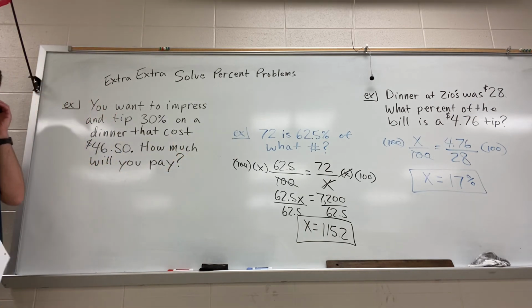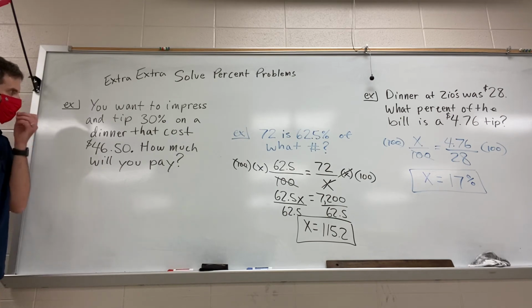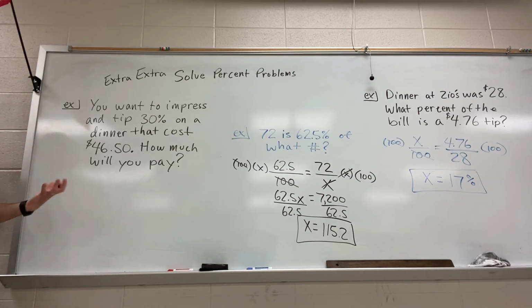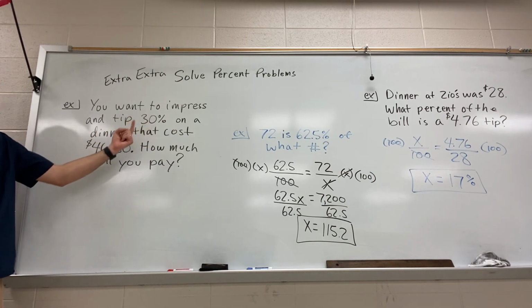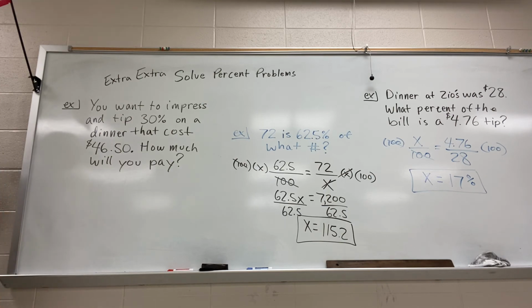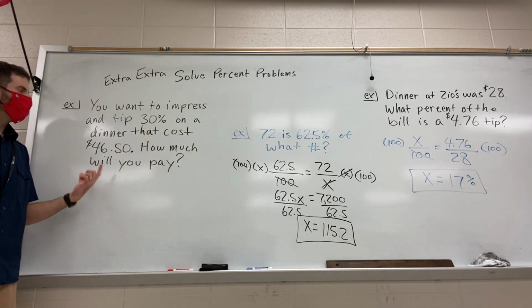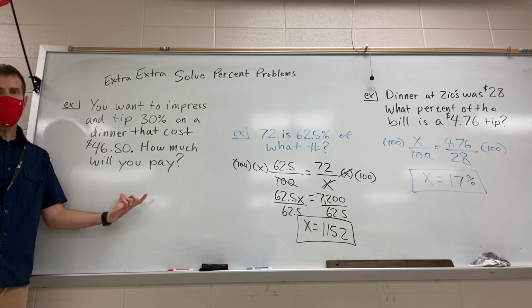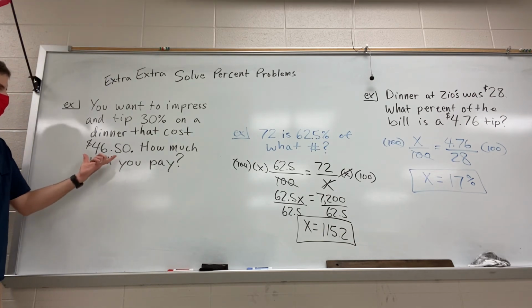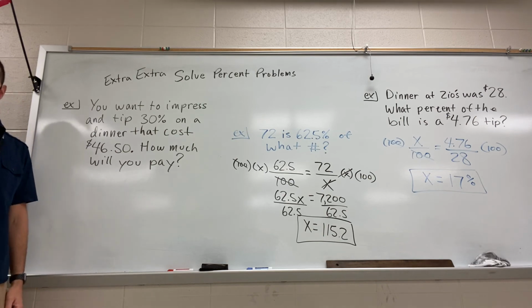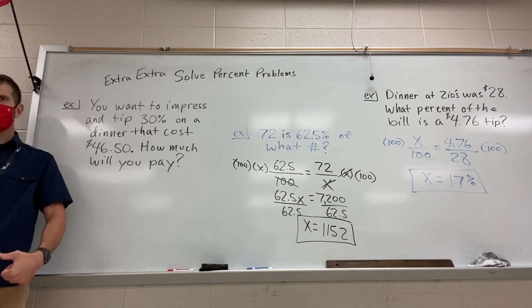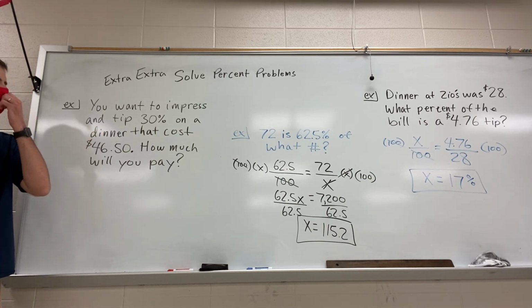Now, this is a little more involved question. One way to do this problem is to set up a proportion and find out what the 30% is, how much that is. But after you do that, to find out how much you will pay total, you would then have to take that $46.50 and add it to whatever the tip amount is that we solved for. And that's a perfectly fine way to solve that. And hopefully that kind of makes sense.